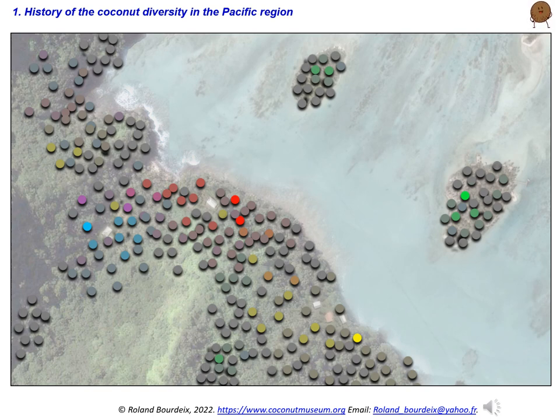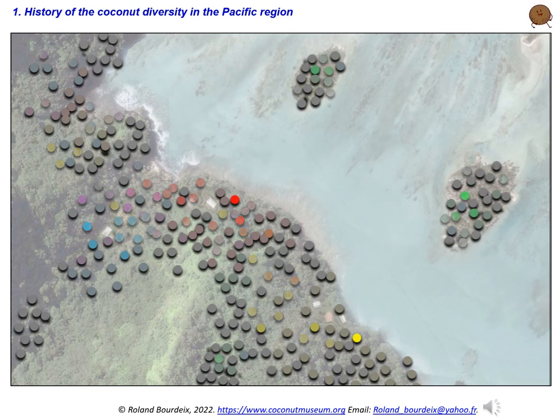Coconut landraces created over millennia by the Pacific Islanders were progressively diluted in the mass of coconut palms selected to produce copra. We estimate that at least 50% of the coconut varieties created by Pacific Islanders over centuries are already lost. The extent of loss for traditional agricultural knowledge is certainly much higher.